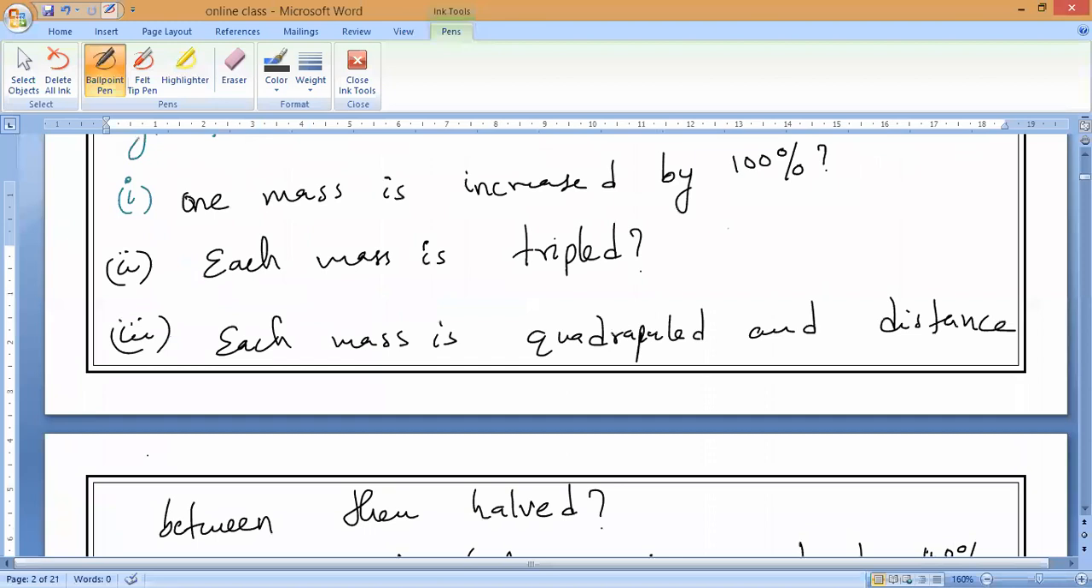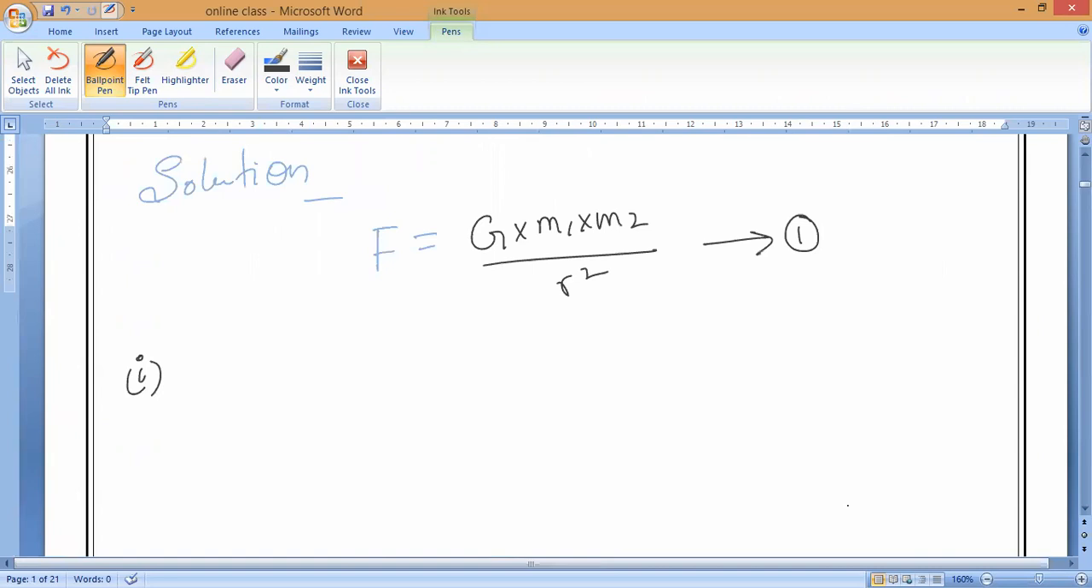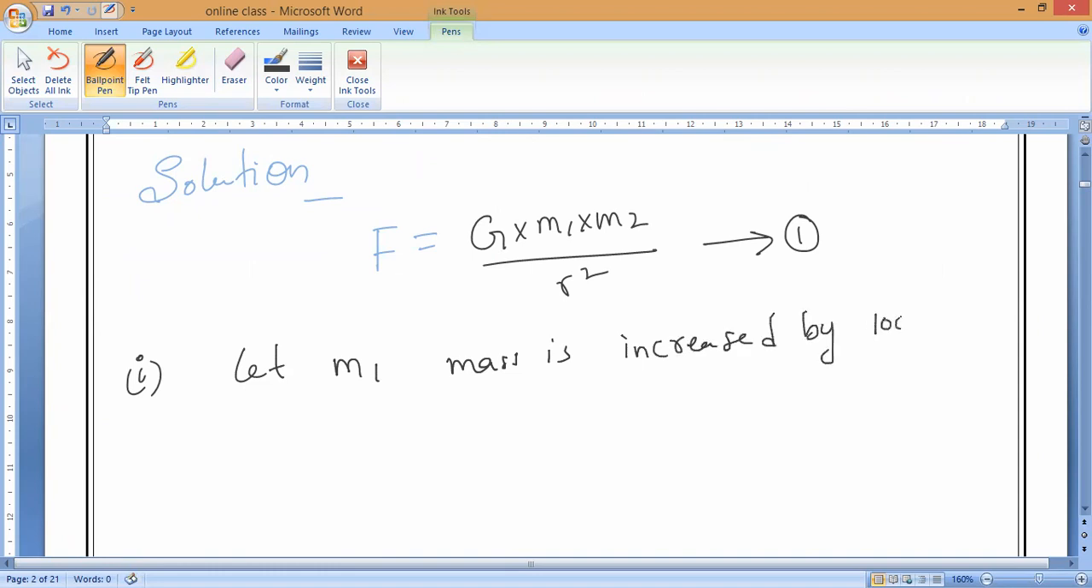Mass of one body is increased by 100%. Increased by how much, guys? 100%. So now let me consider any body. Which body do you want? Let's consider M1 or M2. Let the mass of M1 be increased by 100%. Is it yes or no?